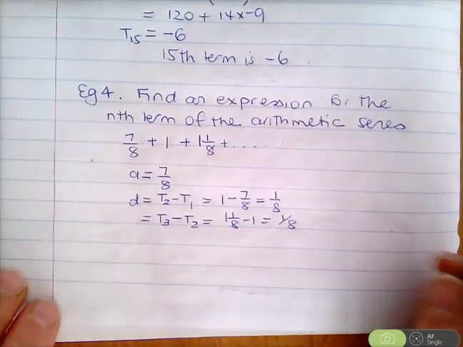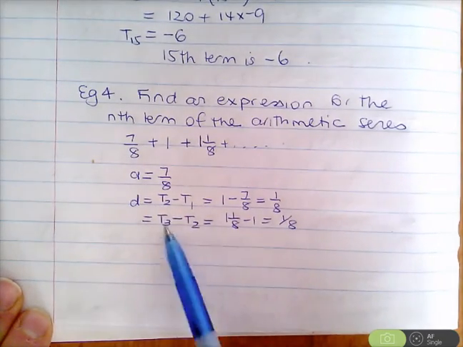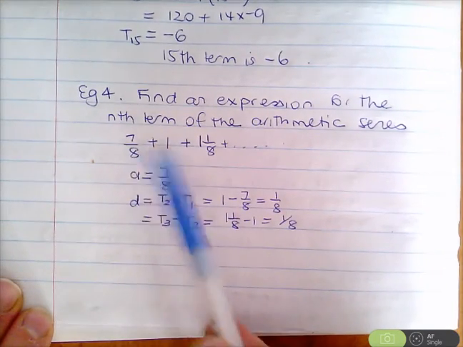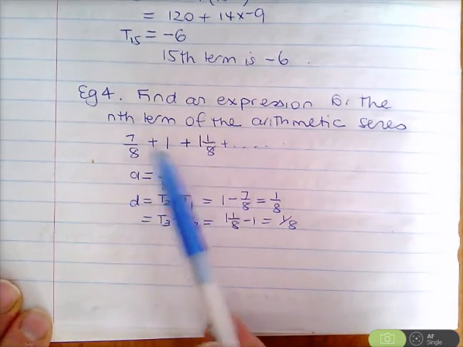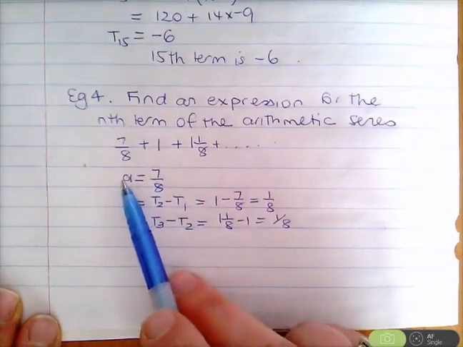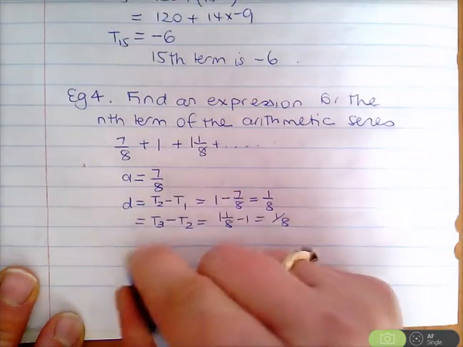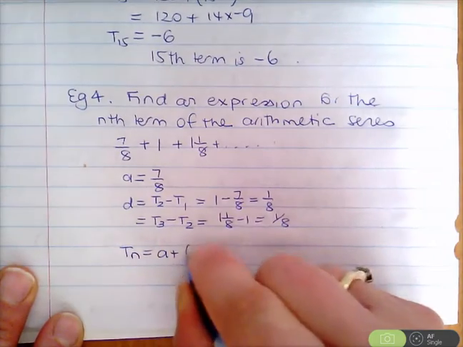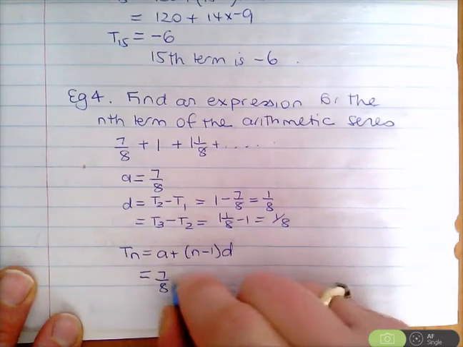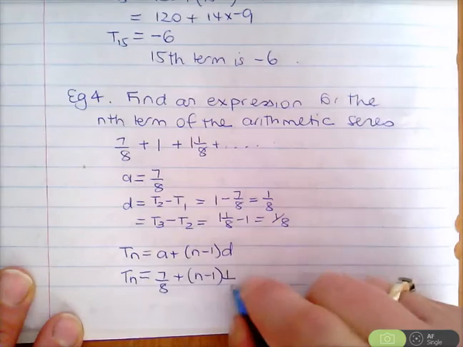Okay, so if it's an arithmetic series, you only need to do one of them, t2 minus t1 or t3 minus t2. But if they're saying show that it's an arithmetic series, you'd need to show that t2 minus t1 equals t3 minus t2. Okay, so we've got a is 7/8 and d is 1/8. So therefore, the nth term, tn equals a plus n minus 1d. So the nth term will be 7/8 plus n minus 1 times the common difference, which is 1/8.